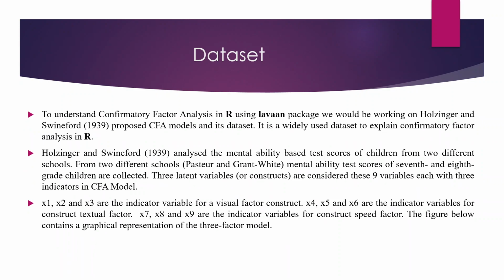The dataset which we'll be using here is the Holzinger and Swineford dataset of 1939. Basically, this dataset consists of 9 indicator variables. It consists of the mental ability based test scores of children from 2 different schools. 7th and 8th grade children were considered, and x1, x2, x3 are the indicator variables for the visual factor, x4, x5, x6 are the indicators for the textual factor, x7, x8 and x9 are the indicators for the construct which is the speed factor. Now we want to carry out the confirmatory factor analysis on this dataset, which is a default dataset available in the lavaan package.